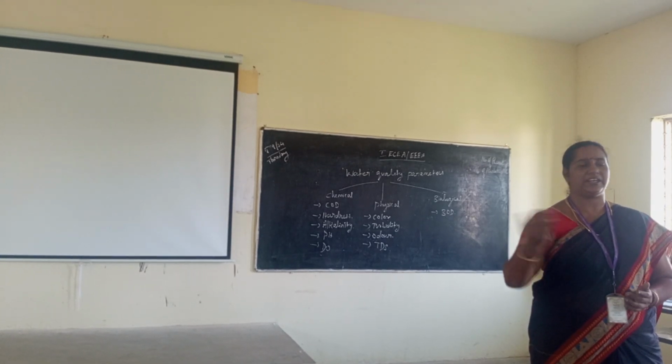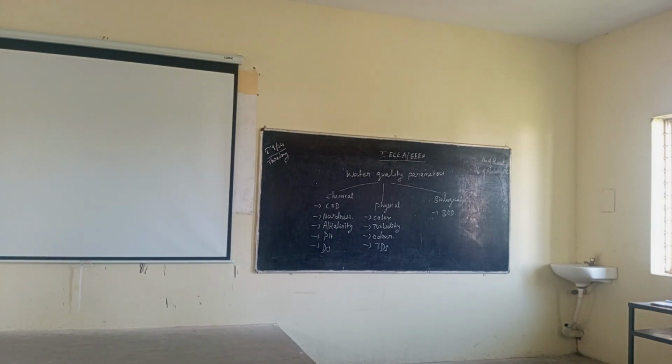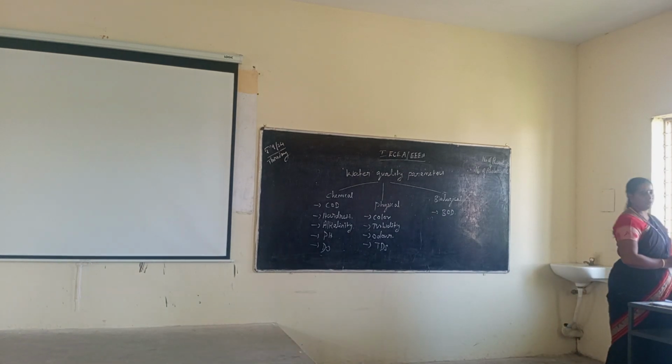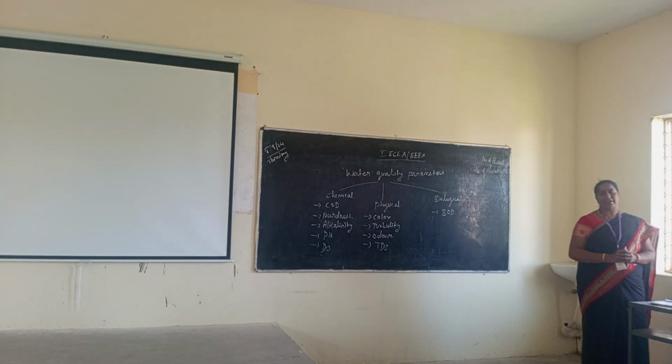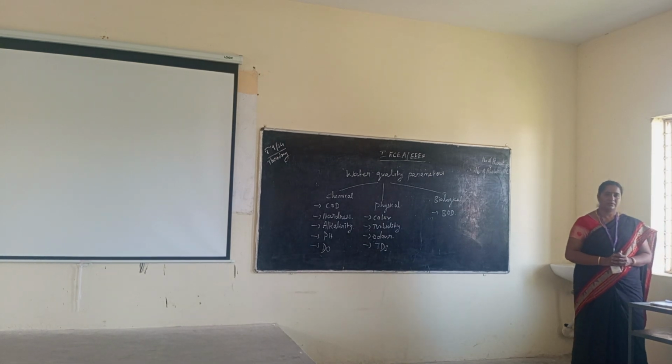Drinks TDS. First one, Coca-Cola, TDS amount 2.5. What is the unit for TDS, ma'am?